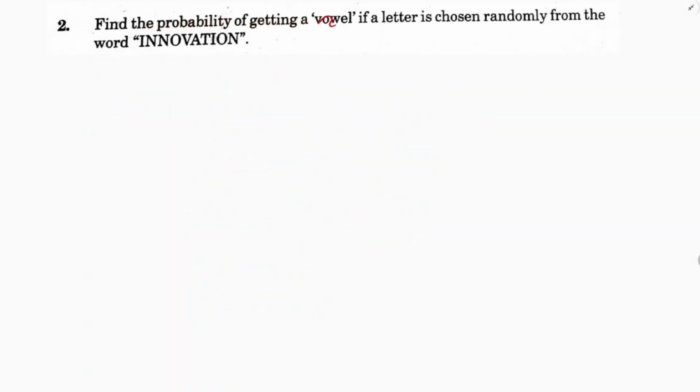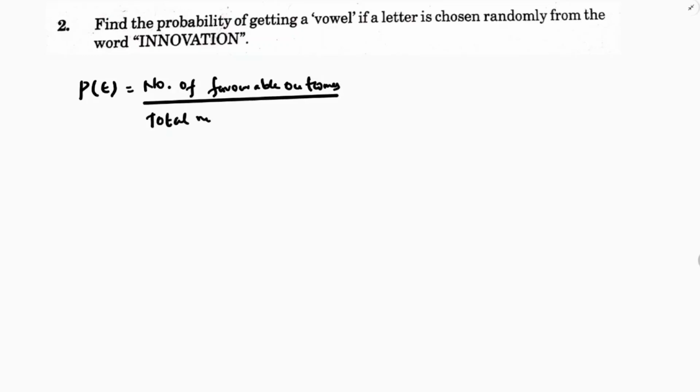Find the probability of getting a vowel if a letter is chosen randomly from the word innovation. So here we need to find probability. The probability of an event, the formula is number of favorable outcomes by total number of outcomes. So in this case, see, total number of outcomes.